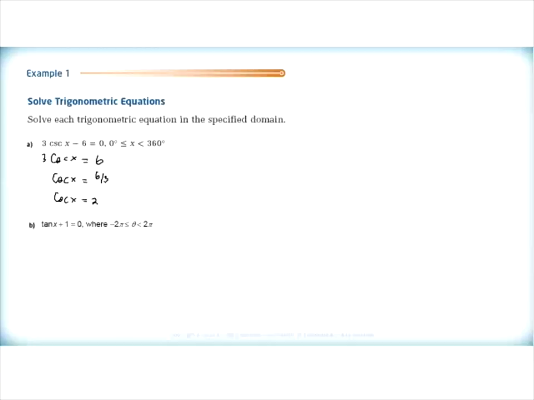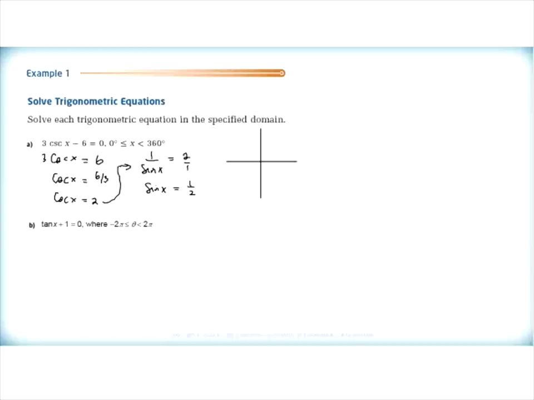If cosecant x is equal to 2, I can rewrite cosecant as 1 over sine. So I get 1 over sine x is equal to 2. If I take the reciprocal of both sides, I get sine x is equal to 1 over 2. So we just need to consider where sine x is equal to 1 over 2. Now again, we need to remember our CAST rule when doing this.